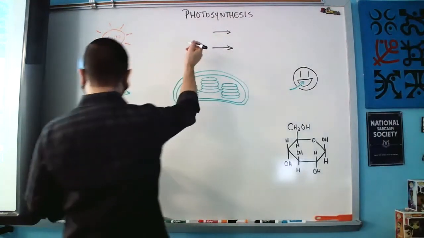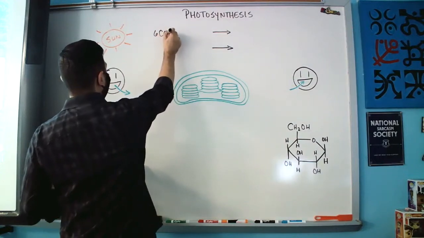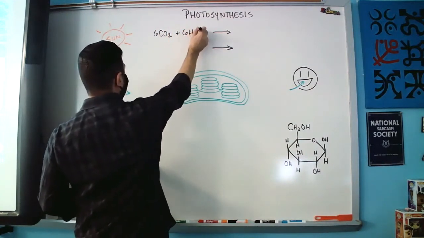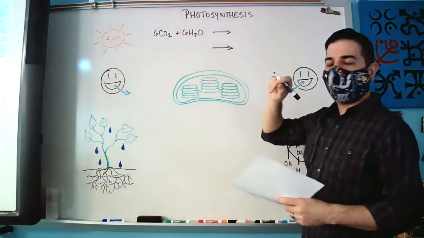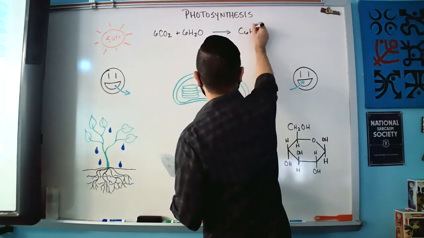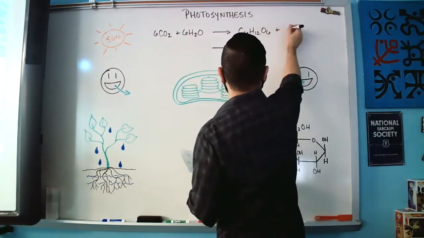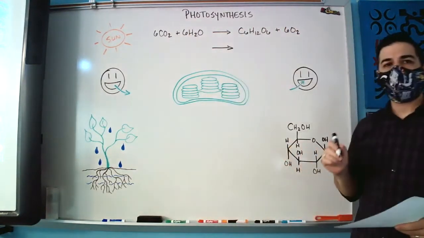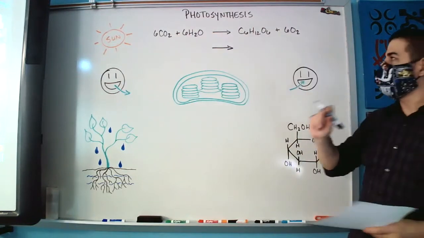So at the very top where we put our equation, we're going to have 6 CO2 plus 6 H2O. And that's going to yield, when our arrow means yield, not equals, that's going to yield C6H12O6, which is glucose, plus 6O2, which is our oxygen. Now, we're going to talk about where those sixes are in just a second.